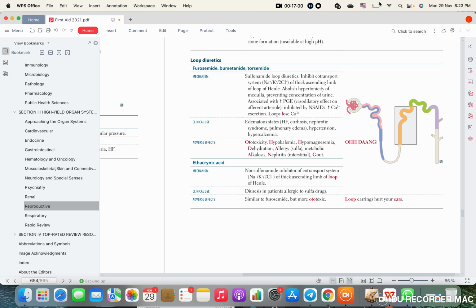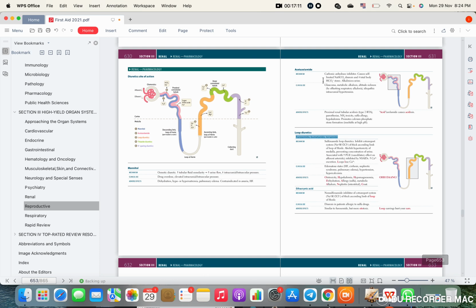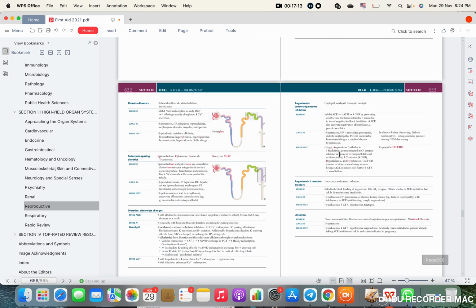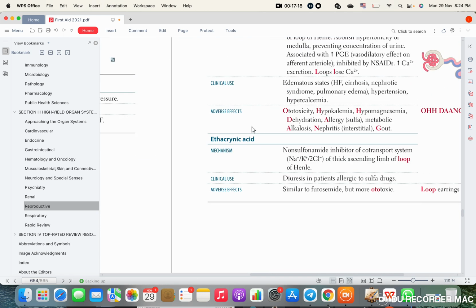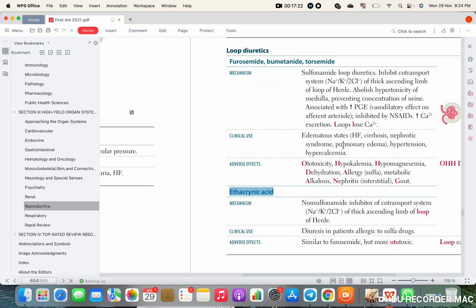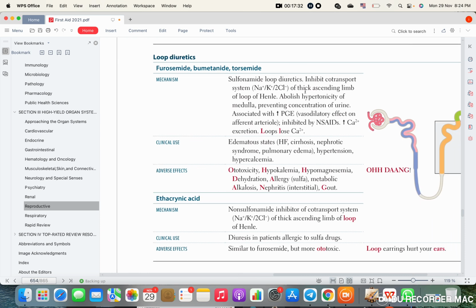Okay, so speaking about the loop diuretics, we have furosemide, bumetanide, and torsemide, finishing with amide. But before I continue, I want you to know one thing. This one and all of the other ones are sulfa drugs except this guy. Ethacrynic acid is the only diuretic that we will see today that is not a sulfa drug. So furosemide and bumetanide and all of these guys are loop diuretics.